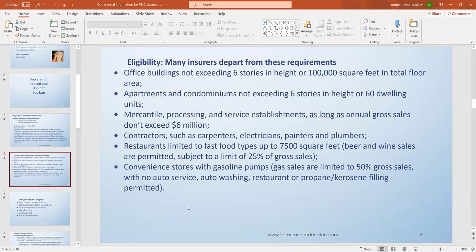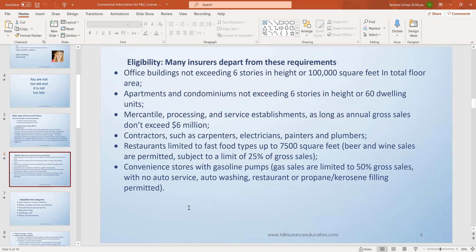Many insurers will depart from these requirements and make them less stringent, but you just need to know this for the state test. Office buildings usually do not exceed 6 stories in height or 100,000 square feet. If they do, then they will go on the CPP. Now, remember, you are insuring the business owner. So this business owner owns that apartment complex or owns that condominium association. It cannot exceed 6 stories in height or 60 dwelling units.